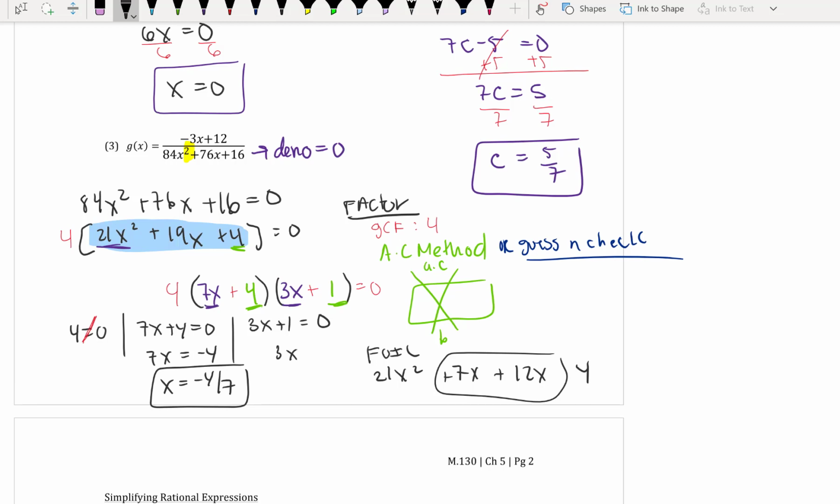And here I have 3x is equal to a negative 1. So x is equal to a negative 1/3. So now I have that x is equal to a negative 1/3 and x is equal to a negative 4 over 7. So that ends up becoming my final answer.